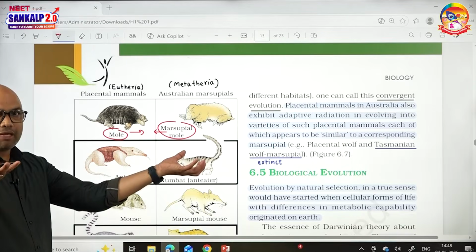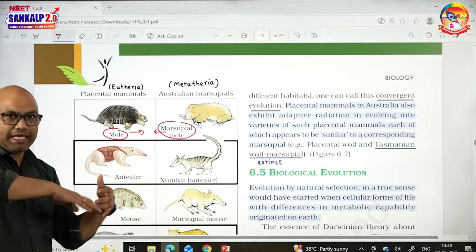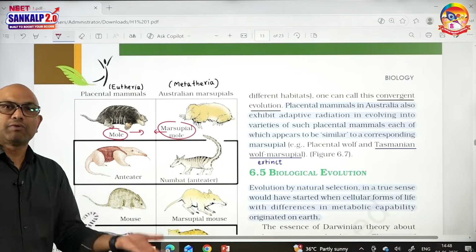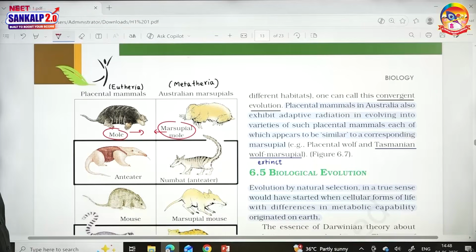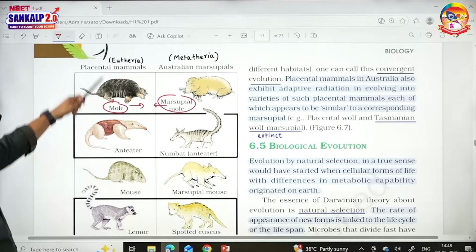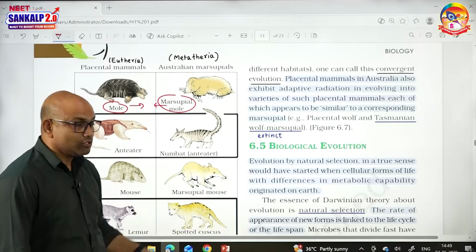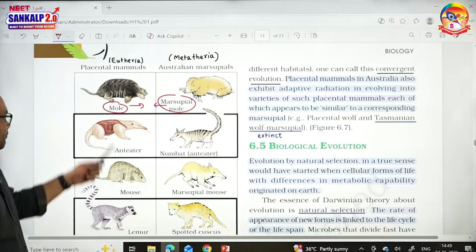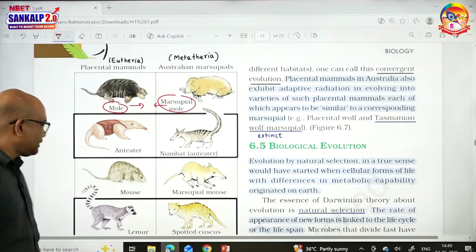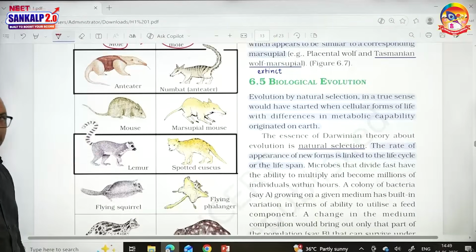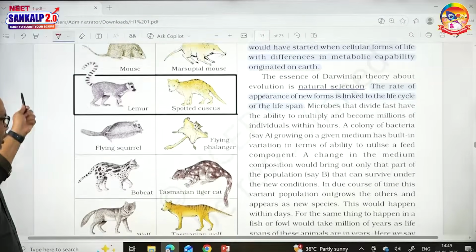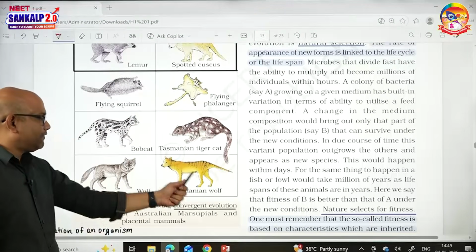So, as organisms of two adaptive radiations, they migrated to a particular place for their survival and adapted to the same mode of life. They are showing convergence. Hence, one can call it convergent evolution. The example pairs regarding convergent evolution: the first row is placentals, the second row is marsupials. Mole and marsupial mole are examples of convergent evolution, anteater and numbat, mouse and marsupial mouse, lemur and spotted cuscus, flying squirrel and flying phalanger, bobcat and Tasmanian tiger cat, wolf and Tasmanian wolf.